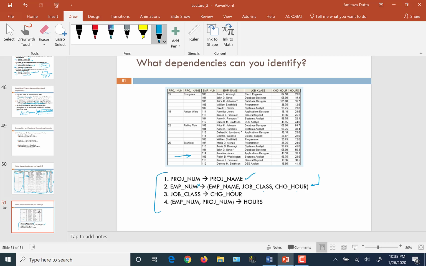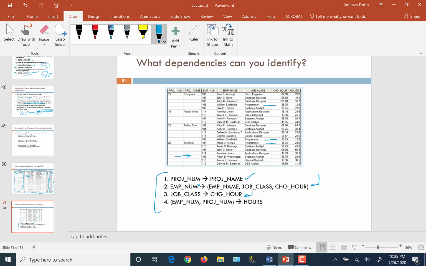Similarly, when I showed you in the previous slide that job class seems to be determining the hourly rate, I made that argument based on my observation about database designer, and it also seems to be true for other job classes. So wherever I see programmer, I see $35.75. So that even strengthens my belief that job class determines hourly charge. So if you give me one value of job class, I can give you exactly one value of the hourly rate.